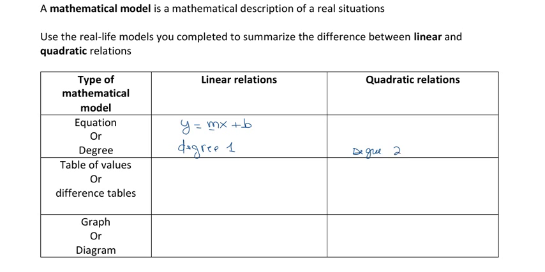And then for the quadratic relation, the equation can look like this, y equals ax squared plus bx plus c, where a, b, and c are numbers. And a cannot equal 0. I can't have a equal to 0. a has to be a number other than 0. Okay? I shouldn't write it there, because then you can't tell.